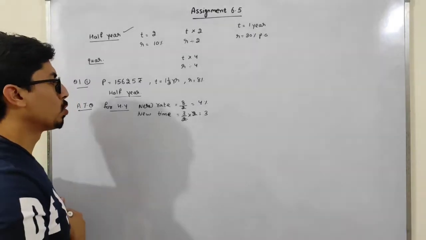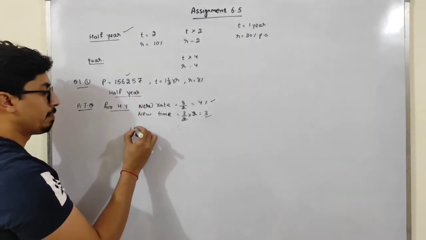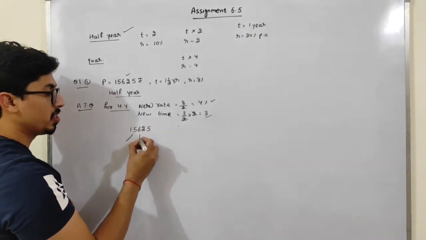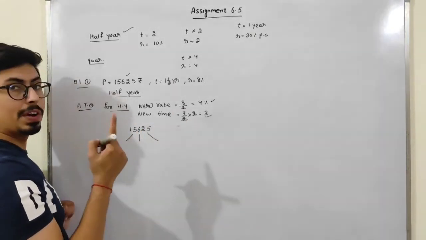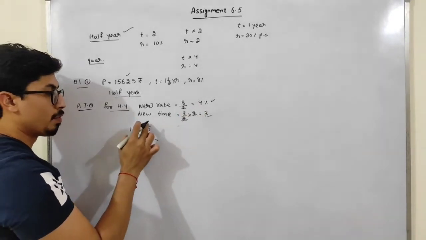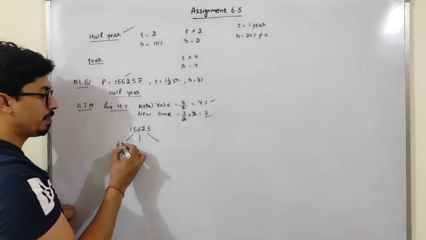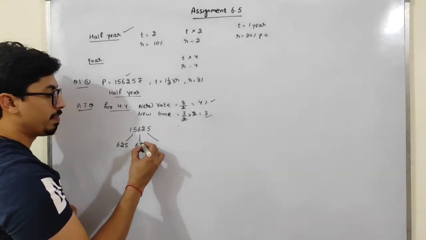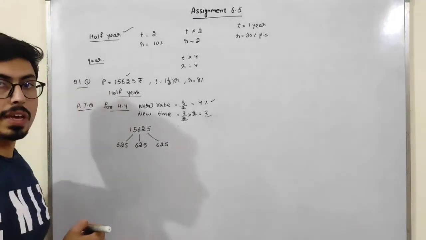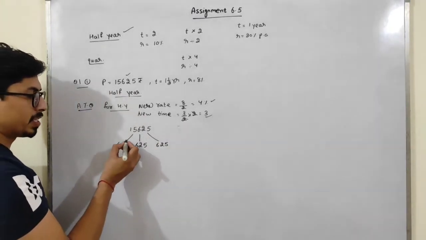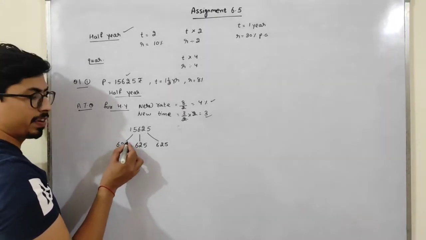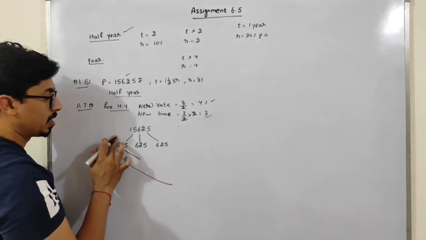So the principal is 15625, write it down here. Time is 3, so make 3 periods. Now we take rate 4%. 4% of this is 625, 625 here and 625 here also. Now this first period interest will give interest in the second period, and in the third period as well.